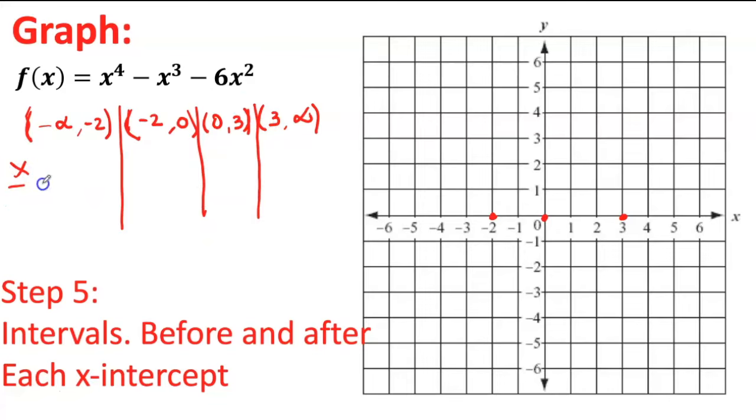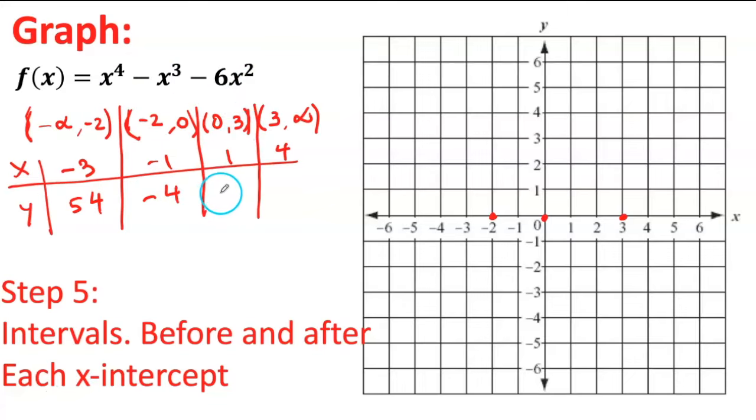Now I want to get test values in between these intervals. We have to choose the next value between -infinity and -2: -3. Then we plug it into my original function. Between -2 and 0, -1. Between 0 and 3, we're going to choose 1. Between 3 and infinity, we're going to choose 4. Now I plug these values in here, and when I plug the -3 in there, I get 54. -1, plug it in there, I get -4. For the 1, I get -6, and for the 4, I got 96.